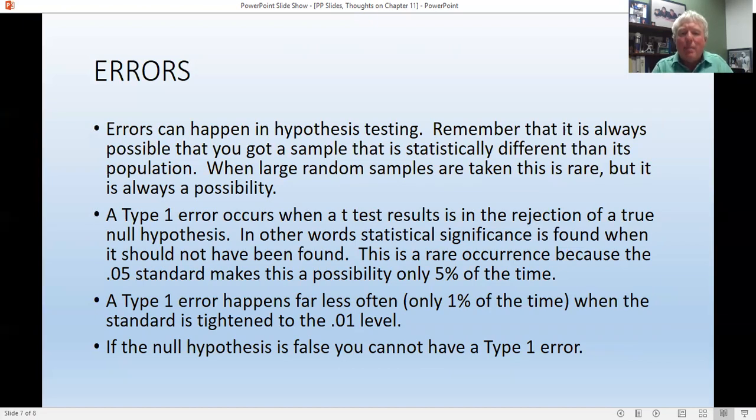If a null hypothesis is false, you can't have a type 1 error. By definition, you can't have one. So just remember that. A type 1 error occurs when you reject the null hypothesis when you should not have rejected it, when the null hypothesis is actually true and there's no effect. And that happens very rarely.